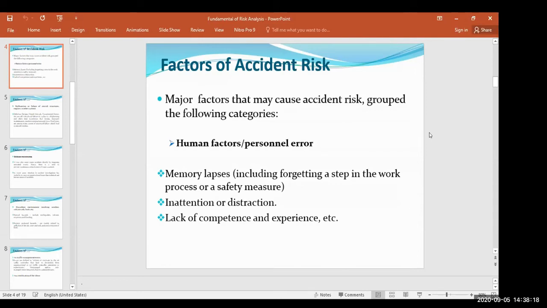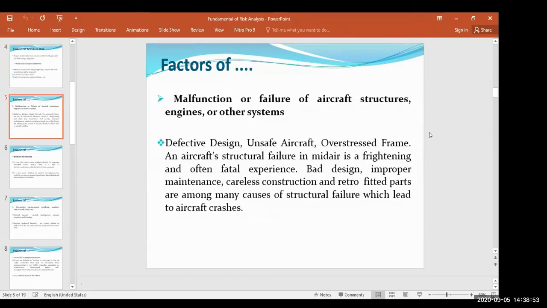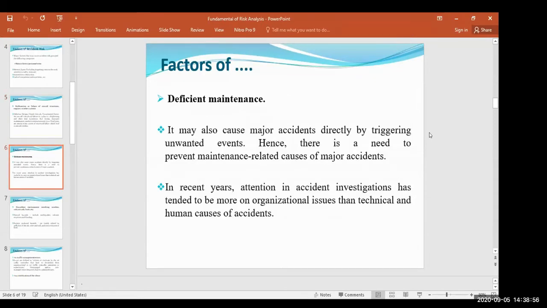Okay, thank you, Doctor. Before I go to your question, I just want to respond to the comments. I am not mentioning only aeroplane crash accidents. When you look at this PowerPoint, the major factors causing accidents can be, first, the human factor, personal error. From that, it can be memory lapse, forgetting, intentional acts, lack of experience or competence. The other is malfunction or failure of aircraft structure. This is deficient maintenance, not properly maintaining our property or vehicle. That is also a cause of an accident.